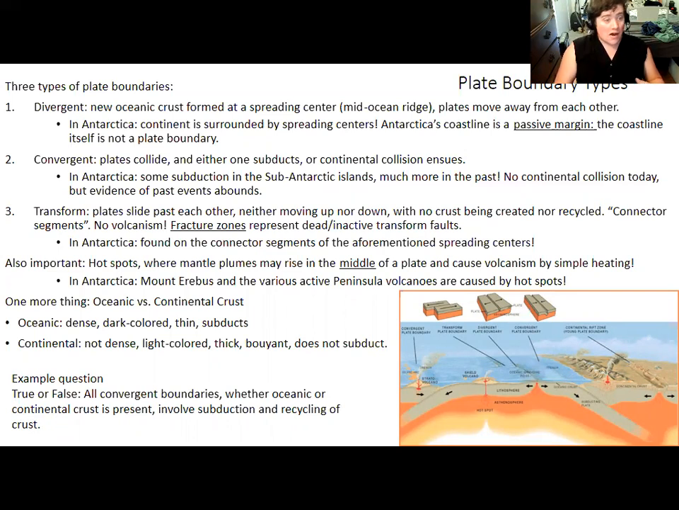In Antarctica, the continent is surrounded by spreading centers out in the ocean. Antarctica's coastline now is a passive margin because where the land in Antarctica meets the sea is not the plate boundary itself.